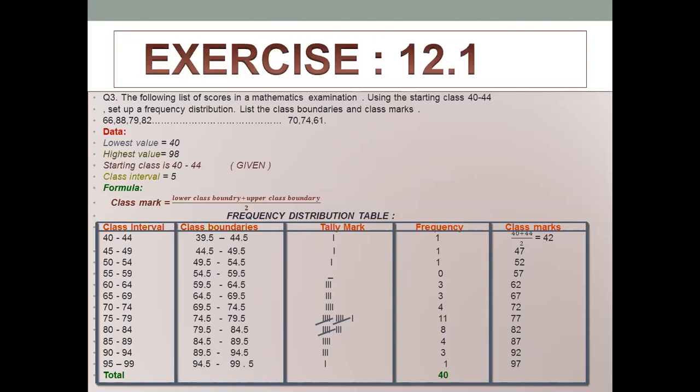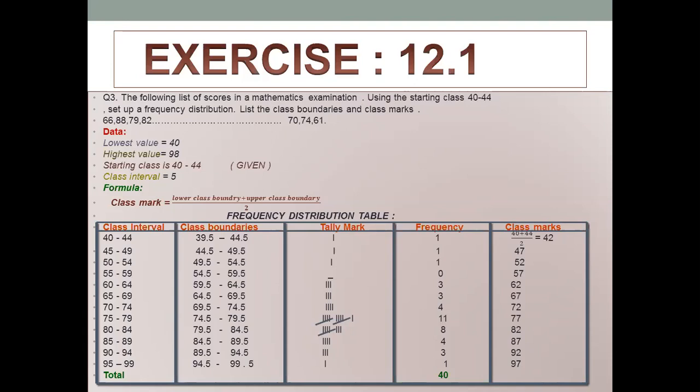Because they gave the class 40 to 44, the next class is 45 to 49, then 50 to 54, because from 40 to 45 we see that the difference between them is 5. So in all the classes you see that there is a difference of 5, 5 and 5. Upper and lower, both the class limits have a difference of 5.